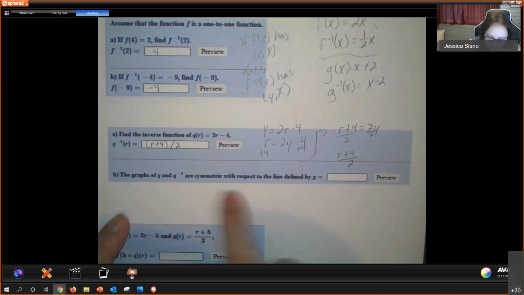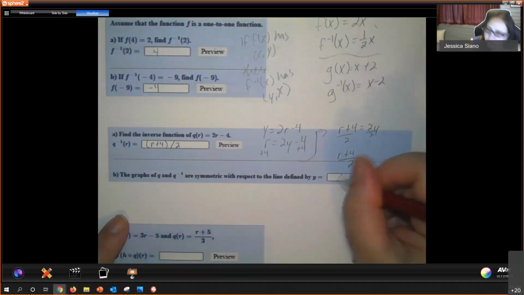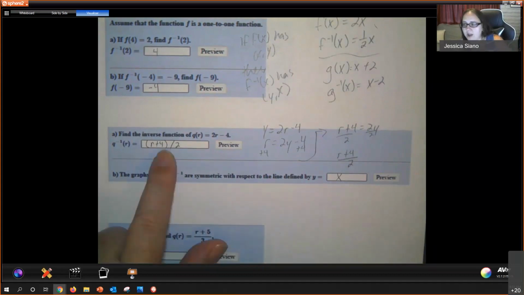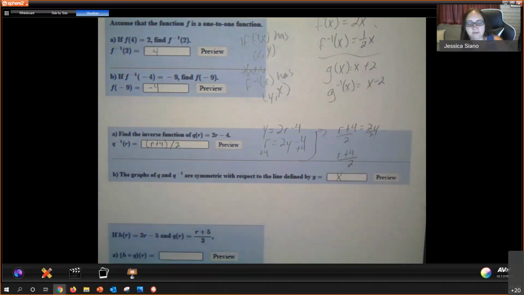And all inverse functions are symmetric with each other through the line y equals x. So it doesn't matter what's going on up here. Every function and its inverse are symmetric through the line y equals x. Okay?